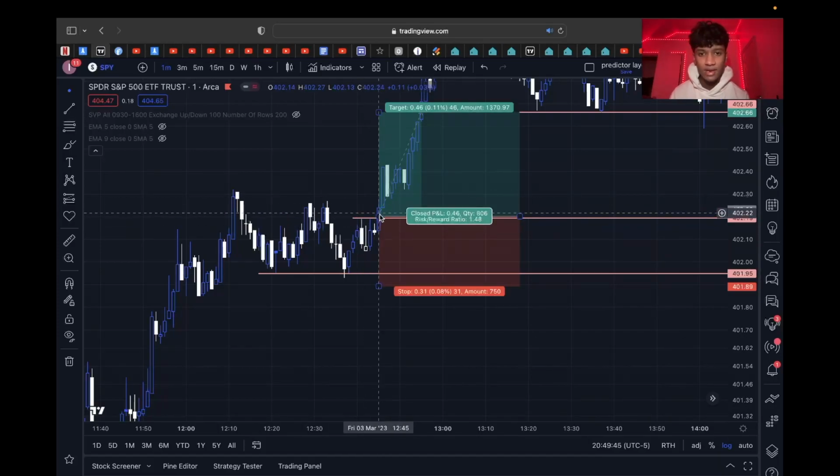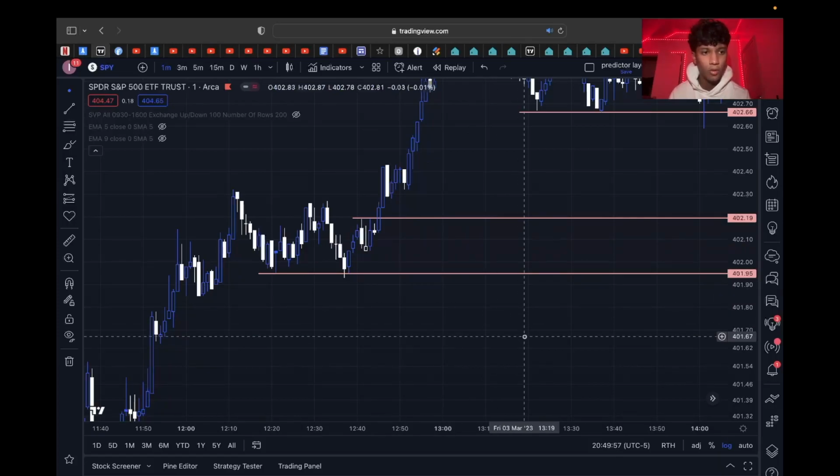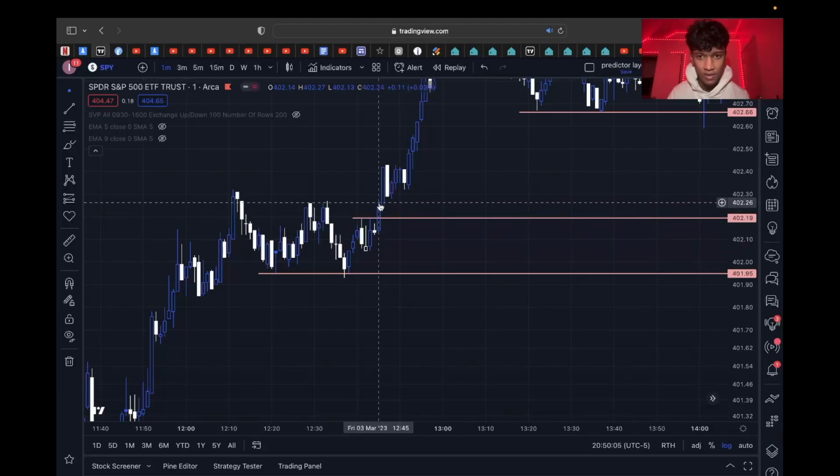And you don't get in as soon as the line breaks, because if you look at this candle, yeah, it broke, but it closed too. It closed above this level right here. It has to close above 402.19. 402.19, which is right here, has a close above it on the 1 minute chart, and that's when you can hop in. Because if it just wicks up and comes back down, that is not confirmation, especially on a 1 minute chart.